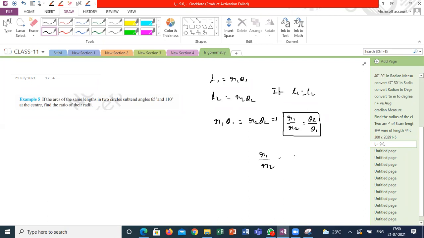110 by 65. Is it 110 by 65? Sir, we can reduce it. By 13 times. How many times? 22. By 22. 22 by 13. So my ratio of the radii, R1 by R2, is 22 by 13. So shall we move to the exercise numerical quickly?